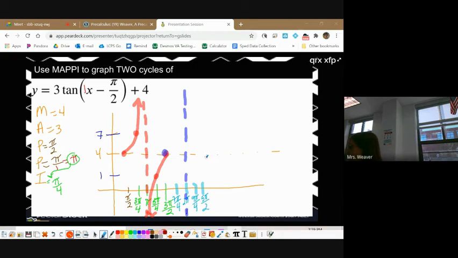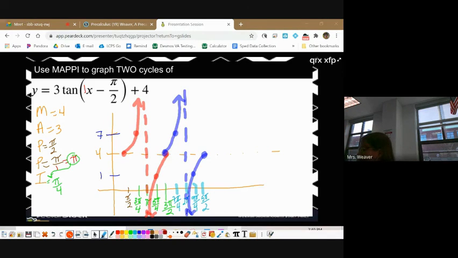It starts and ends at the midline. Tangent's an increasing function, so that next key point is going to be up the amplitude. And then down the amplitude will be our other key point, coming from that asymptote, increasing back up to the midline. That's 2 cycles of tangent. Questions for me about that?